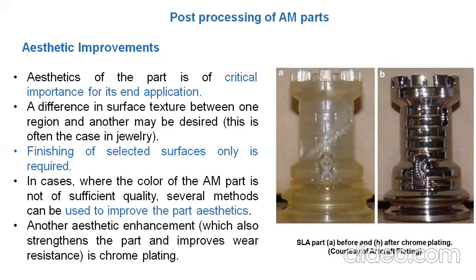The aesthetics of the part is of critical importance to its end applications, because the customer will buy if it is more attractive, otherwise he or she will not buy your product. So aesthetic look plays an important role. A difference in surface texture between one region and another may be desired. This is often the case with jewelry, where finishing of a selected surface only is required after manufacturing. So improving the part by using coating, chrome plating, is also a post process.